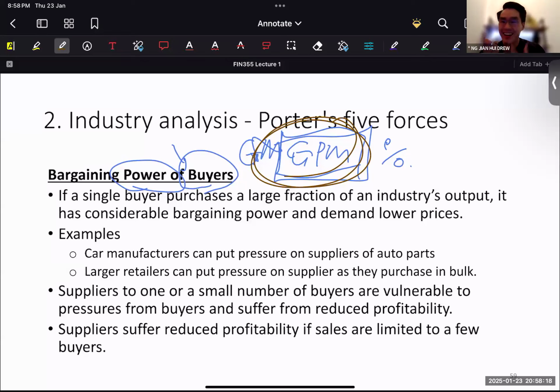Because the company can earn more. Yeah, you're right. So just be very careful on this. It's quite a bit tricky.